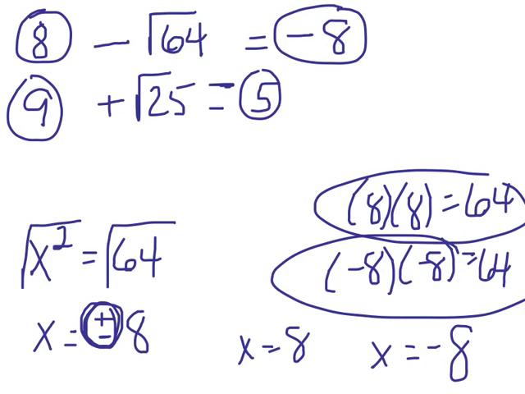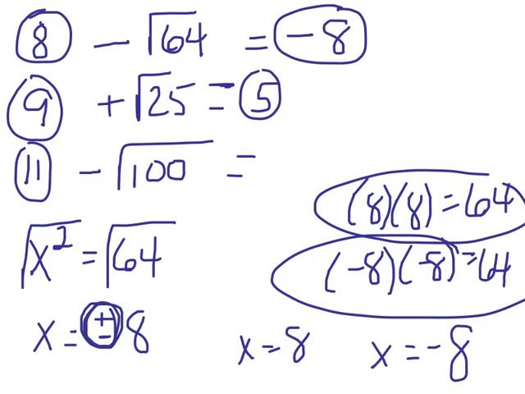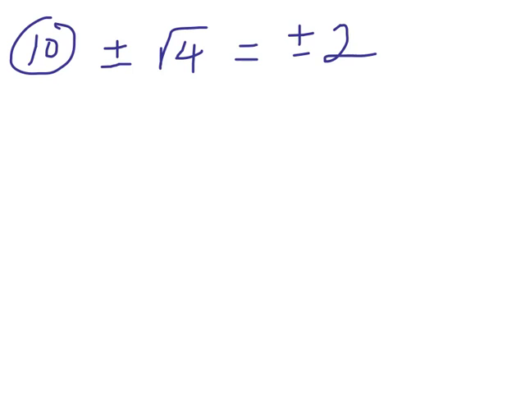If you look at number 11, negative square root of 100, what do they want me to write here, you think? Negative 10. They're saying don't worry about plus or minus, just take the negative one. Okay, so on the one with plus or minus square root of 4, they want you to write plus or minus 2. Okay? If you notice in this lesson, they've given you all perfect squares.